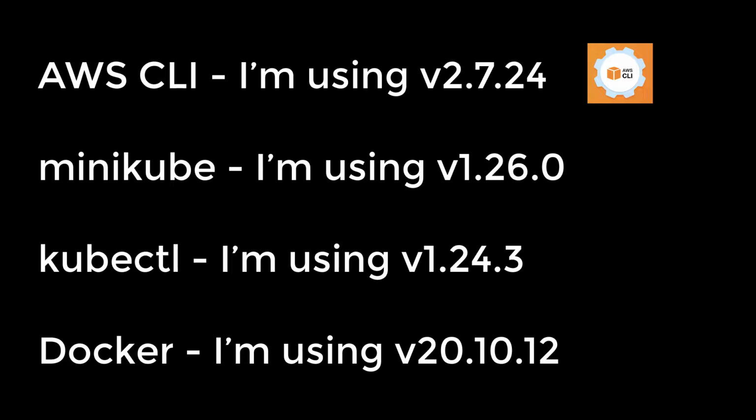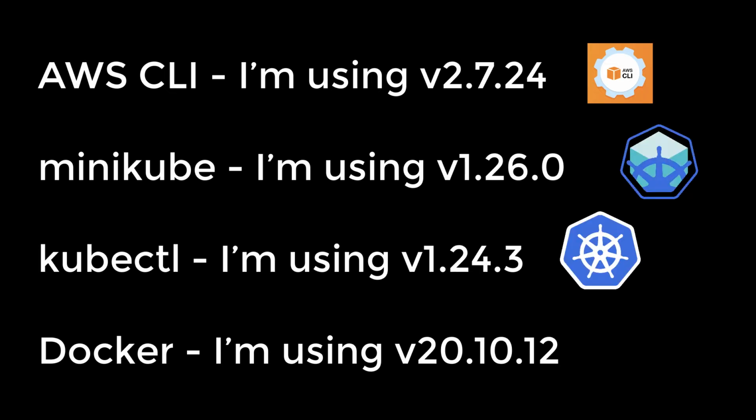Make sure you have AWS CLI. Make sure you have Minikube. Make sure you have kubectl. And then finally, make sure that you have Docker installed.